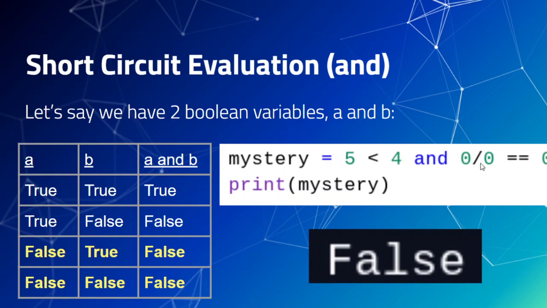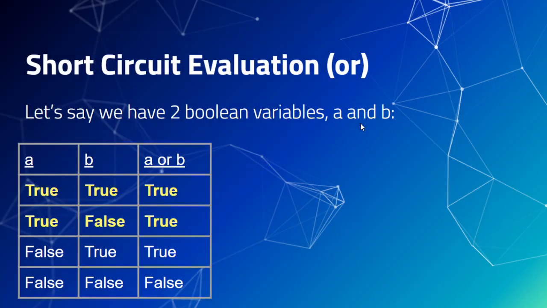One interesting thing is that even if we have some condition that causes an error here, obviously we can't divide by 0. 0 divided by 0 doesn't exist. It will just ignore that because of short circuit evaluation. On the flip side, we also have short circuit evaluation with or.